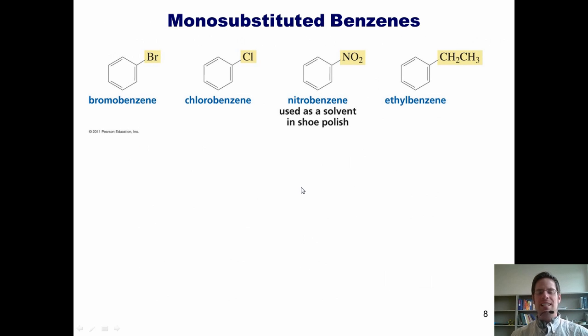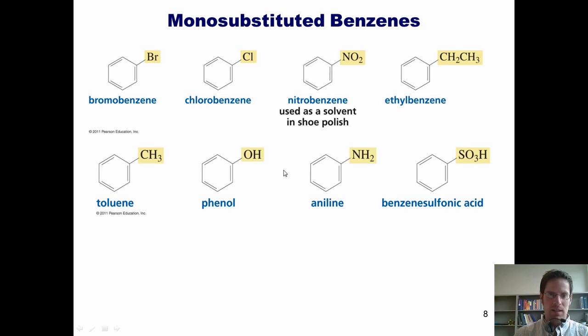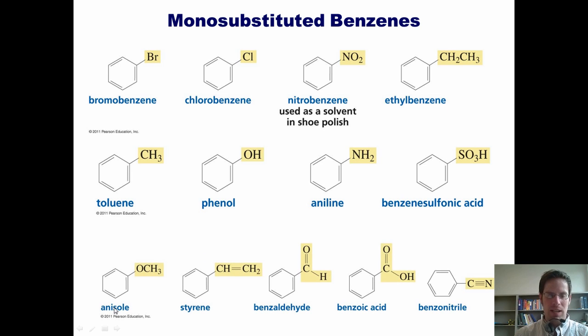And there are several singly substituted benzenes, which are also called monosubstituted benzenes, whose names you really should know for your standardized exams. Here are a few of them: bromobenzene, chlorobenzene, nitrobenzene, ethylbenzene, etc. Toluene and phenol and aniline, these are ones I see all the time on standardized exams. Another common one here is anisole. Anisole is one that you frequently see on standardized exams.